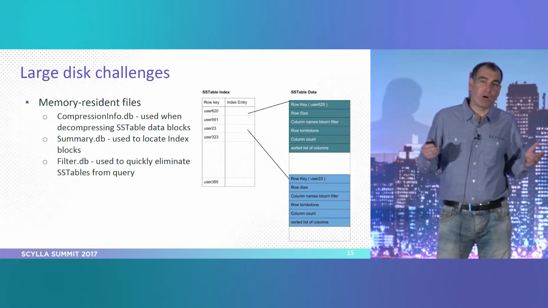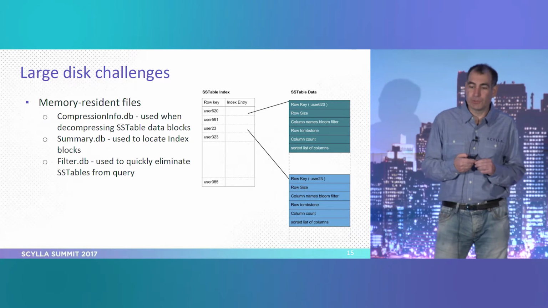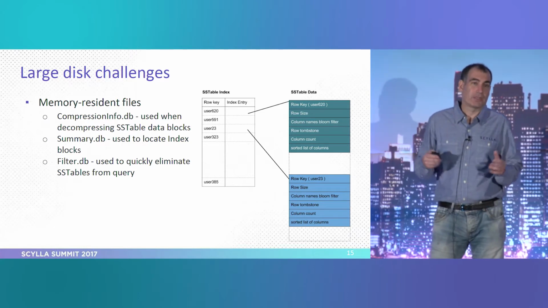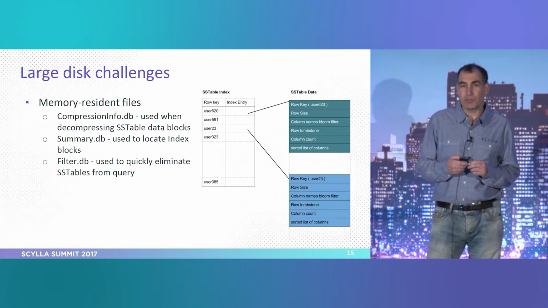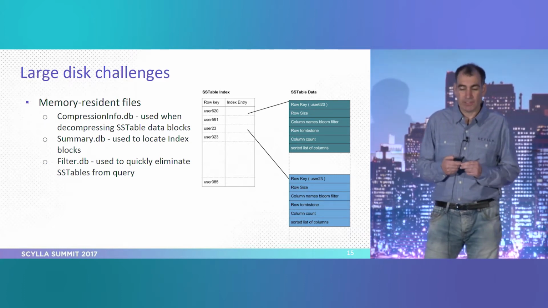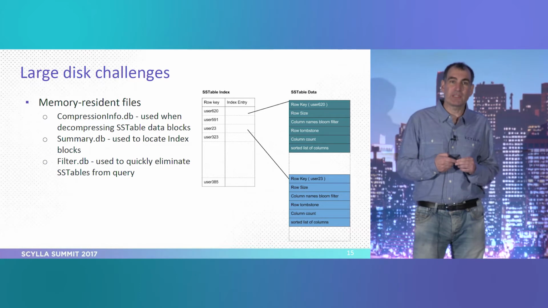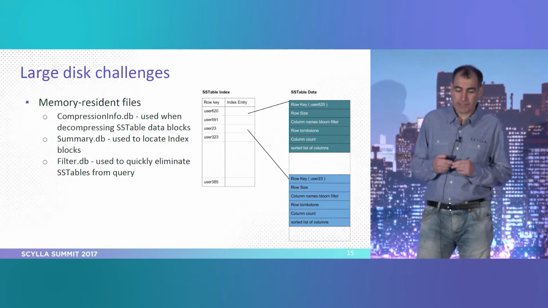And of course, you want to use compression in order to reduce your storage costs. SummaryDB is the first level of the index that is used to locate partitions. So again, it is memory resident in order to reduce latency.